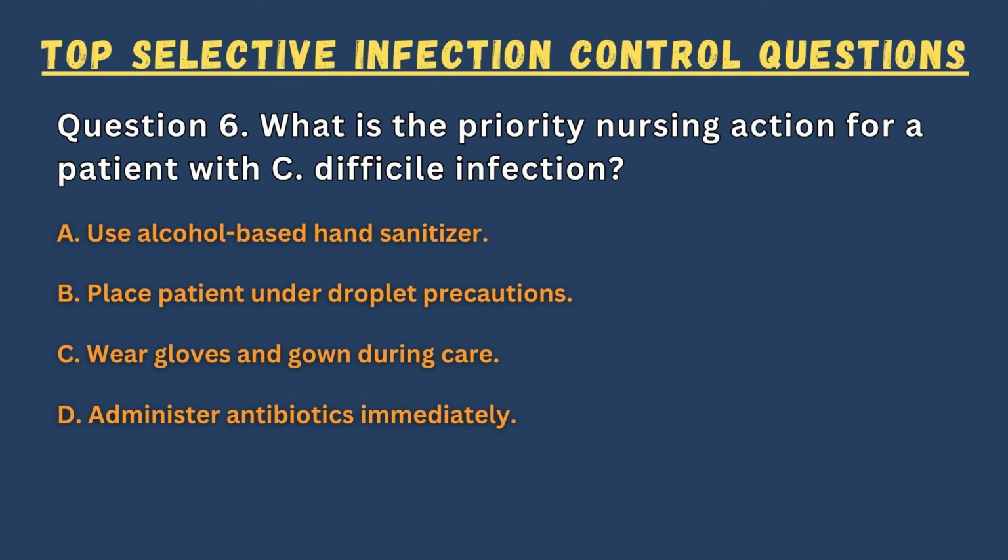Question 6. What is the priority nursing action for a patient with C. difficile infection? A. Use alcohol-based hand sanitizer. B. Place patient under droplet precautions. C. Wear gloves and gown during care. D. Administer antibiotics immediately.